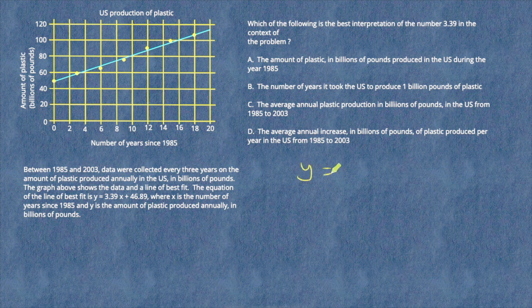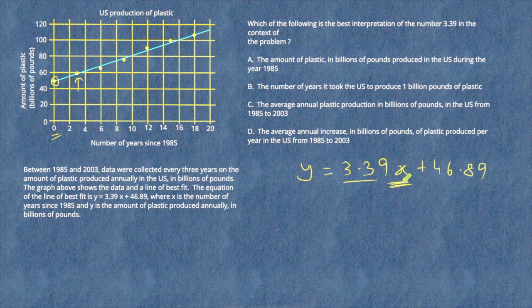y equals 3.39x plus 46.89. Now if you look at this, x represents the number of years since 1985. So in 1985, it would be here and x would be 0, which means y equals 46.89, which is marked here. And then x is 3 is the next year where we are going to calculate, and that one is here. So we put x as 3, so it's 3.39 times x.